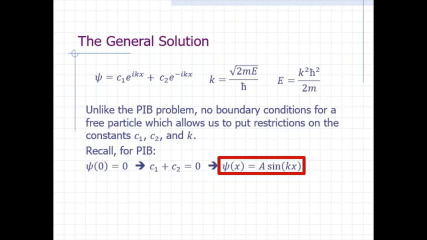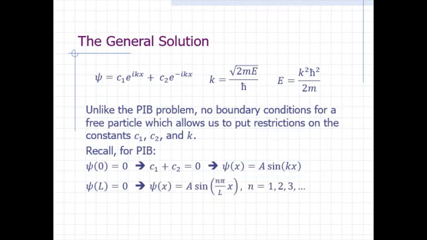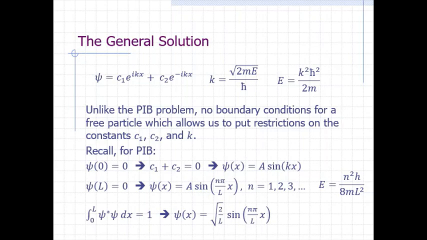The condition that psi must be equal to 0 at x equals L requires that the constant k must be equal to a multiple of pi over L. This led to the quantization of energy. Finally, the normalization condition that the particle is to be found between x equals 0 and x equals L meant that the absolute value of A is the square root of 2 over L. For a free particle, these restrictions are no longer applicable. So what do we do now?